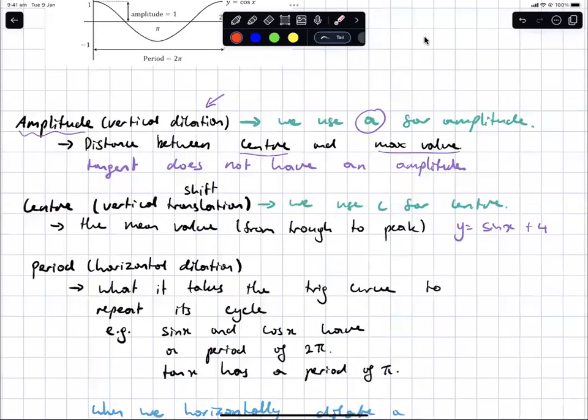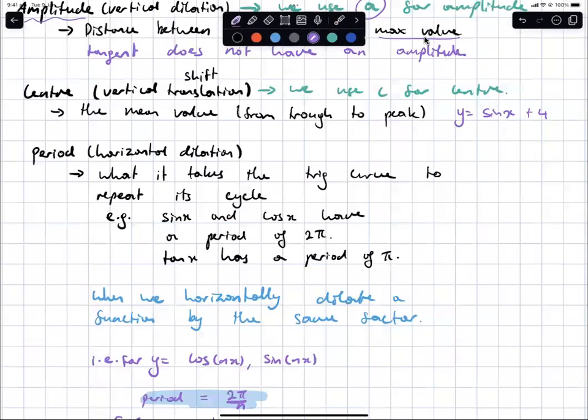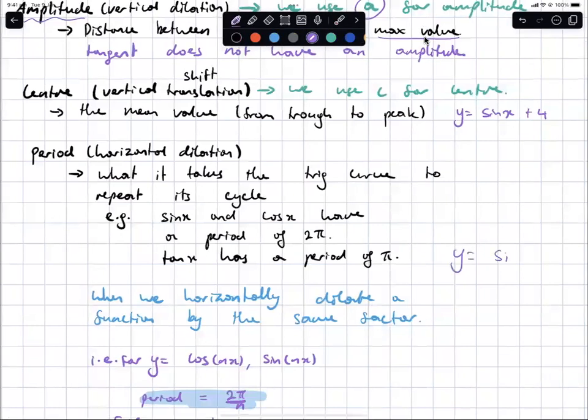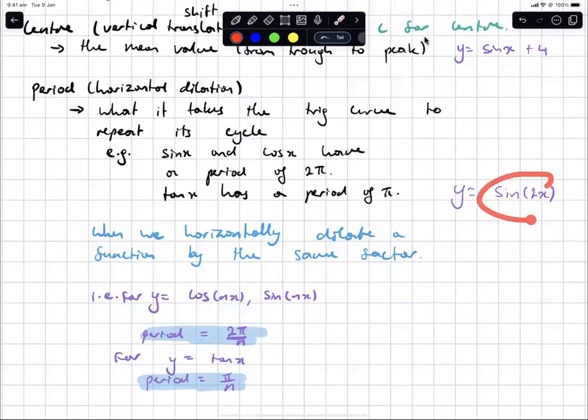All right. So when we horizontally dilate a function by the same factor, for example, if we were to sketch y equals sine of 2x, that's a horizontal dilation, and it causes a compression along the x-axis towards the origin. We've understood this before as essentially causing 2 revolutions inside of 0 to 2 pi. But now what we're actually doing is understanding it as a horizontal dilation. So that's going to halve all of our x values, because we halve all of our values from the scale factor.